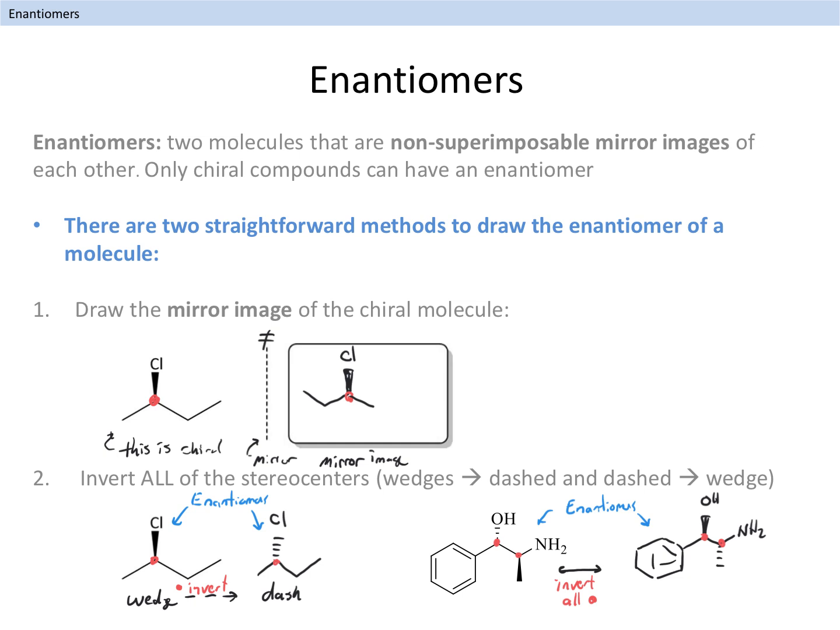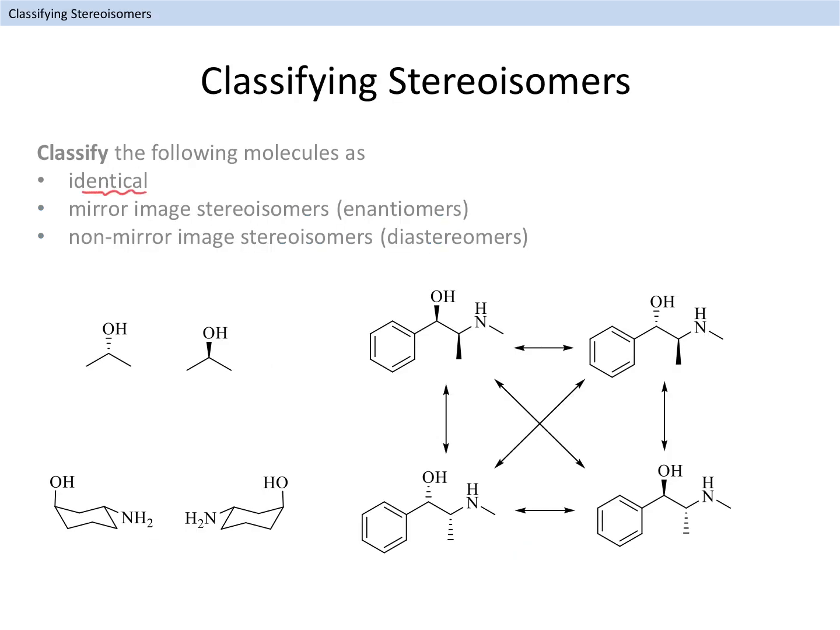Now let's put our understanding of stereoisomers to the test by classifying the following molecules. We will categorize them as identical, enantiomers, or non-mirror image stereoisomers, also known as diastereomers. First, let's look at the pair of molecules on the top left. These molecules each have a carbon bonded to a hydroxyl group, a hydrogen atom, and 2 methyl groups. At first glance, it might seem that these are mirror images, because the hydroxyl groups are oriented differently, one as a wedge and the other as a dash.